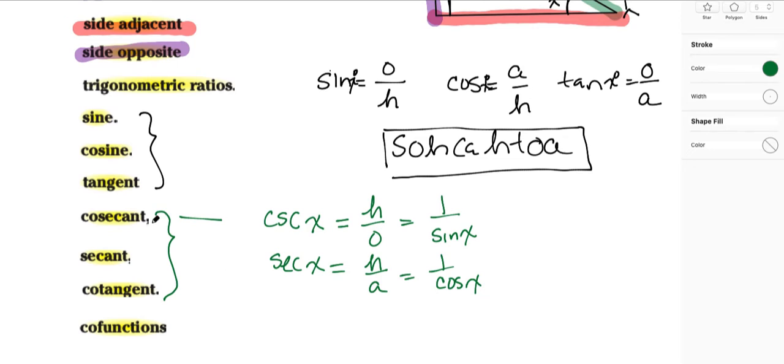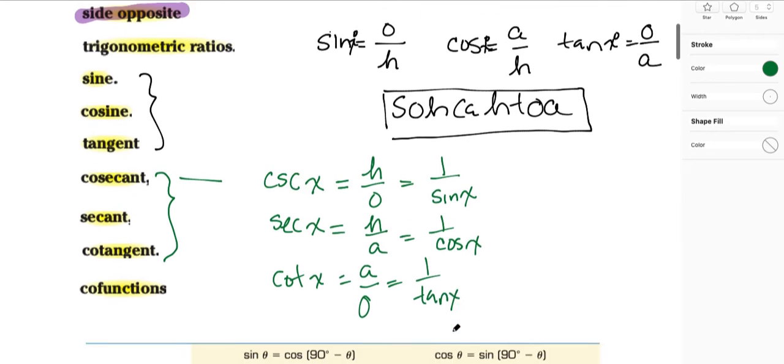And finally, the cotangent, which is right there. The cotangent, abbreviated COT, is going to be the reciprocal of the tangent, A over O, which is 1 over the tangent of x. So hopefully that's pretty okay.